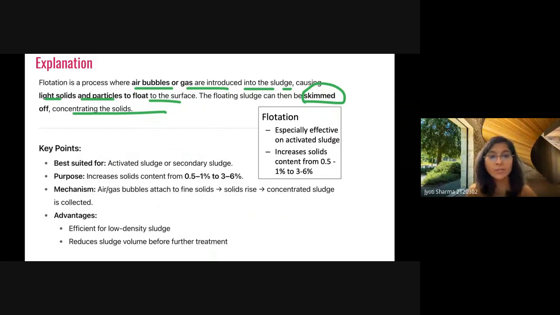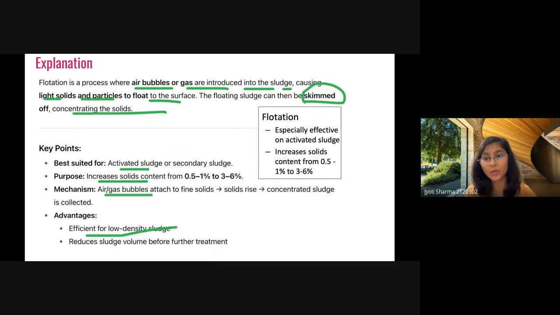And this is best suited for activated sludge. The main purpose is to increase the solid content. And the mechanism is, as I already talked about, we are giving air to that sludge so that the solid particles will be lighter and can go to the top, and that's how we can do the skimming. And this is effective for low density sludge.